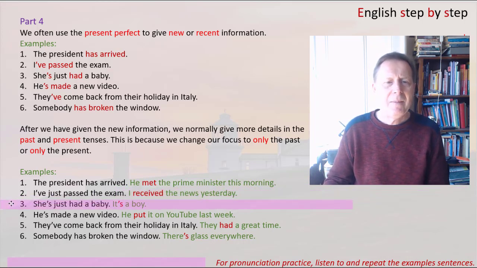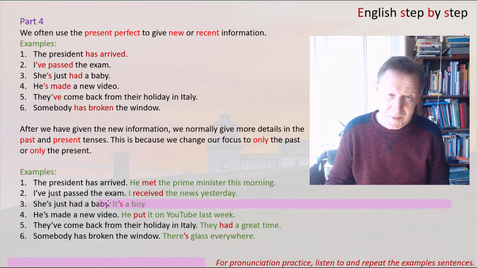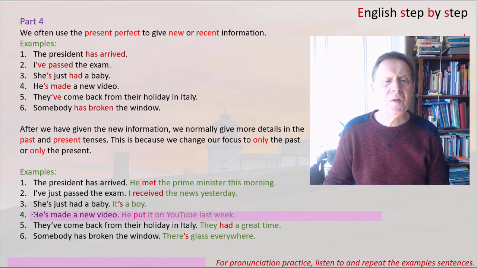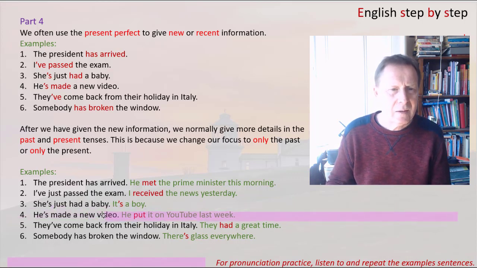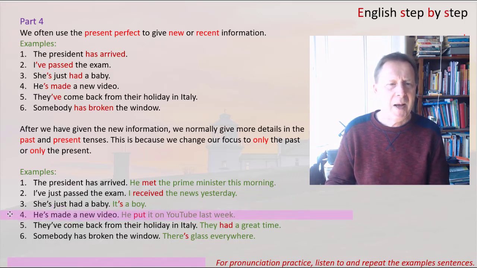She's just had a baby. It's a boy. When we give more specific information, we use specifically the present simple. He's made a new video. He put it on YouTube last week. So that's the focus on past simple.